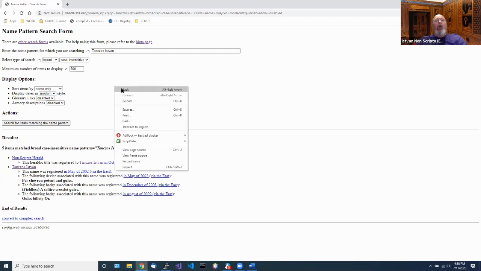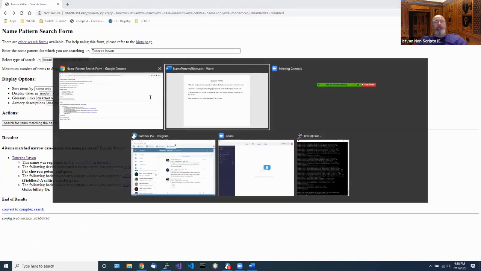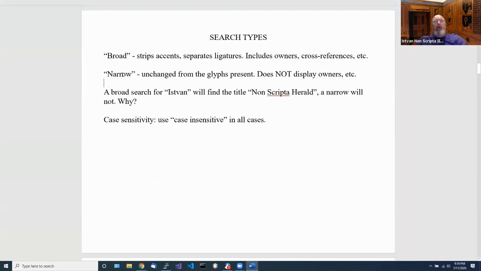As Hervé says, always use a broad search. So, broad search for Istvan, always use case insensitive, always use a broad search. If you use a narrow search, as Hervé says in the chat, you need to type all the accents, all the ligatures as ligatures. You can't do AE, you have to do the esh. Aneska, you are so right. Nobody wants to type that.